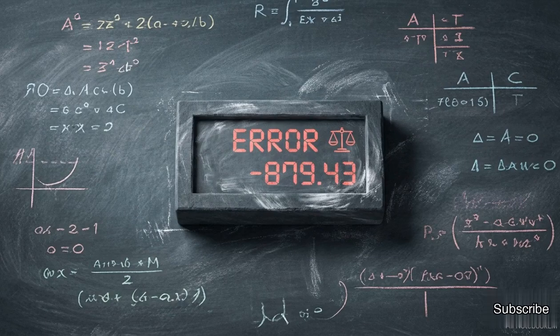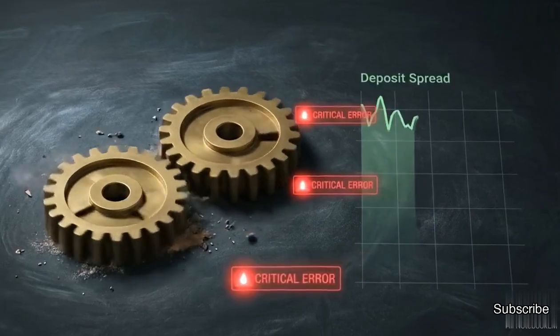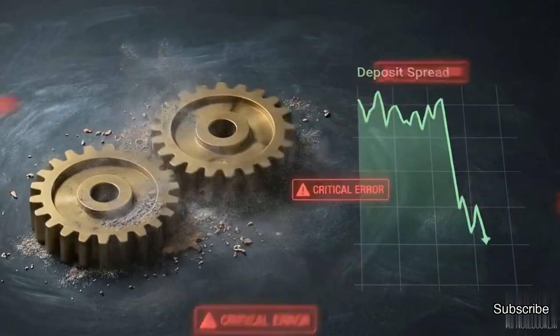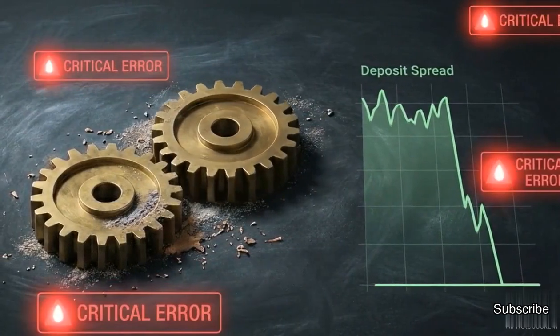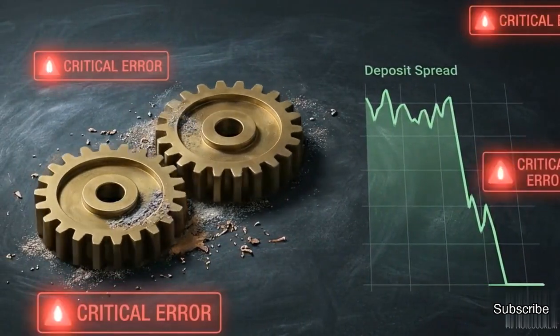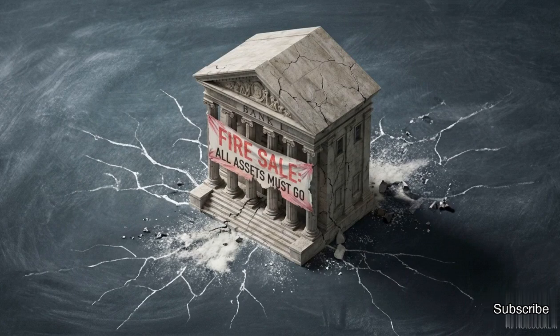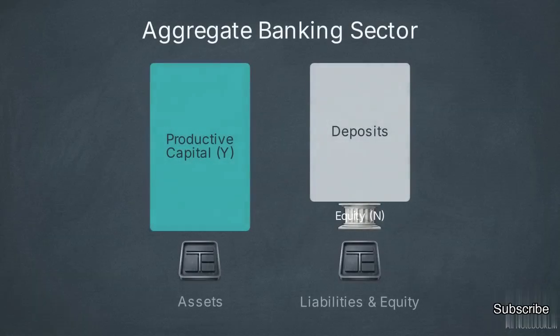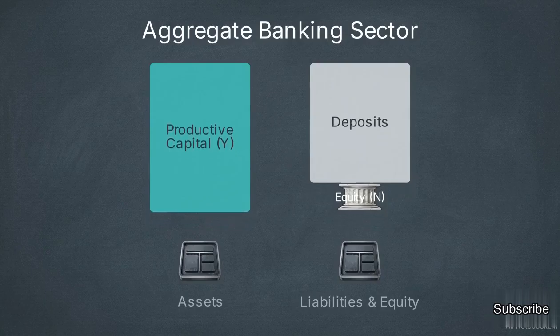The math is unforgiving. The deposit spread collapses, permanently severing the bank's ability to generate the excess returns required to heal its equity after a shock. Unable to rebuild their capital buffers through internal profits, banks enter a systemic deleveraging spiral. To avoid bankruptcy, they are forced to rapidly shrink their balance sheets.